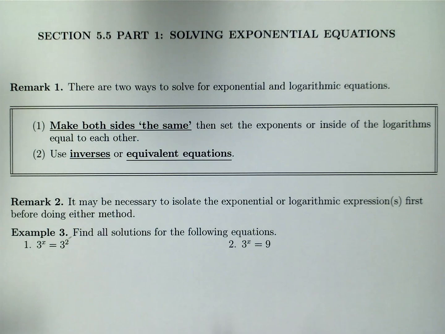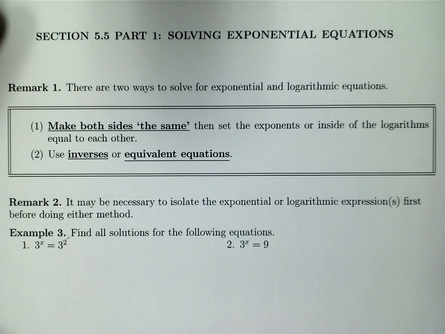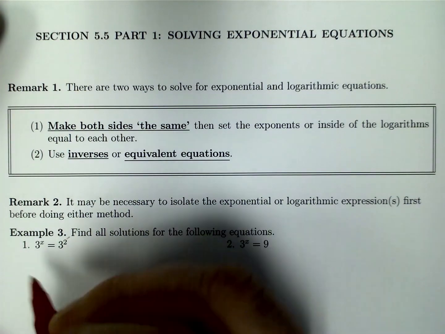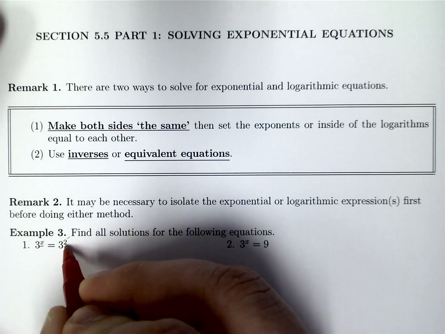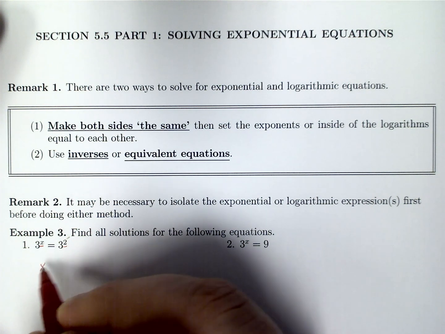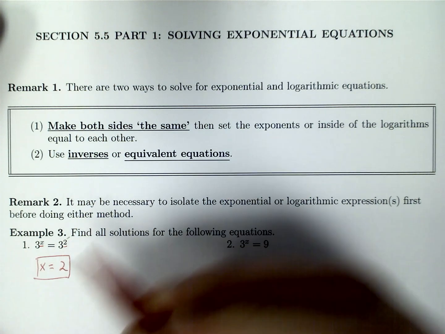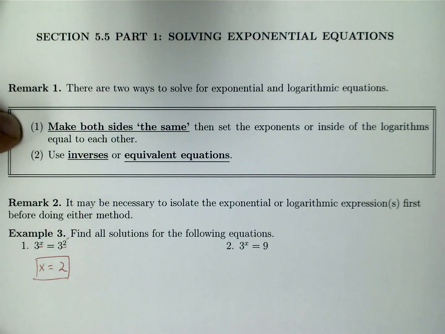Let's take a look at example 1. We have 3 to the x equals 3 squared. The only way that this is true is if the exponents are equal, right? So the only way 3 to the x equals 3 to the second is if x equals 2. And this is the basis behind the idea of problem 1.